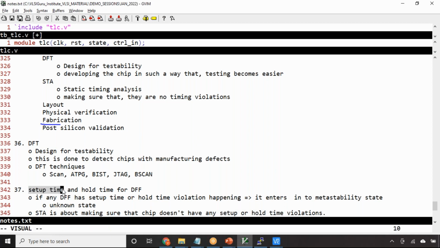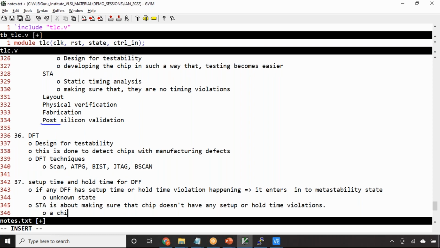So there is a concept called setup time and hold time. STA makes sure that for every chip, setup and hold time violations are not happening. And that is significant, because a chip can have 1 lakh flip-flops. With 1 lakh flip-flops, we need to make sure that each and every flip-flop is working fine without any violations. Even if one flop has a violation, the whole chip enters into an unknown state. That is why STA is a very important aspect.